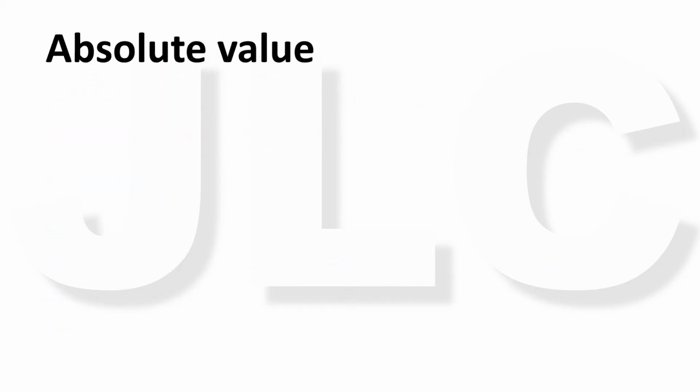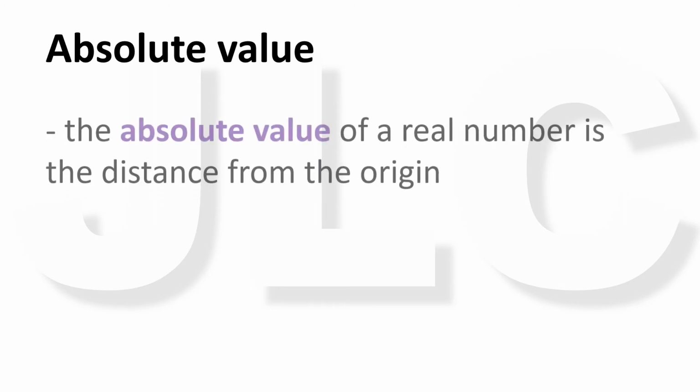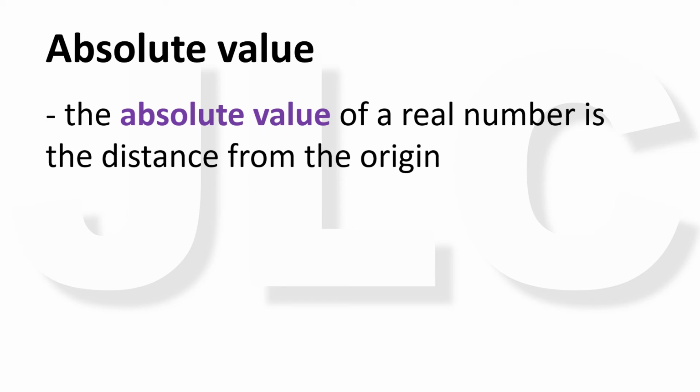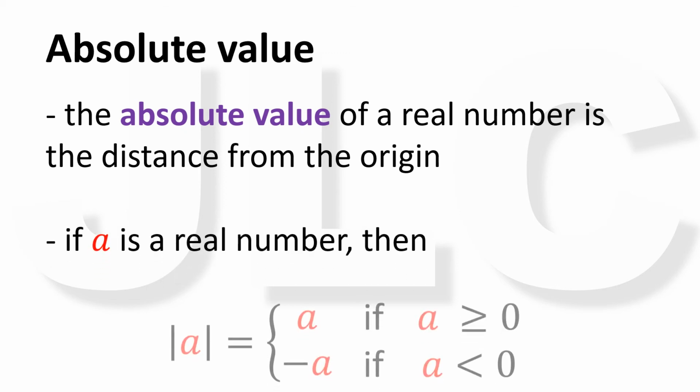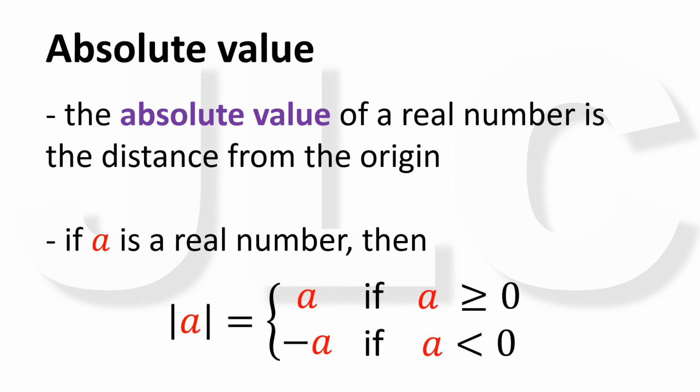Using the number line, we can also define the absolute value. The absolute value of a real number is the distance from the origin. Distance is always positive or 0. Thus, we can say that if a is a real number, then the absolute value of a is equal to a if a is greater than or equal to 0, or the absolute value of a is equal to negative a if a is less than 0.